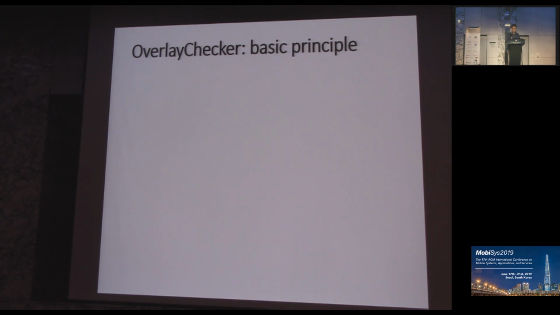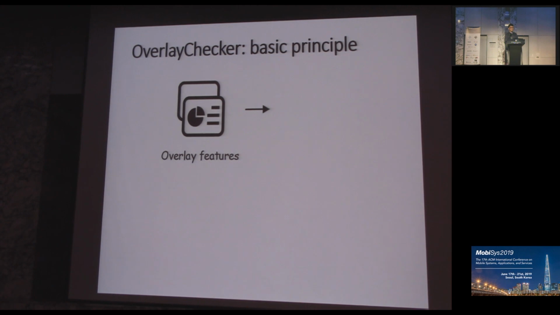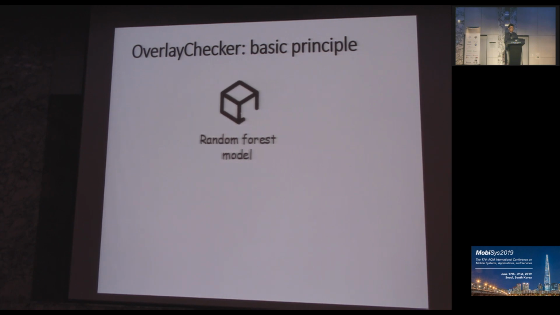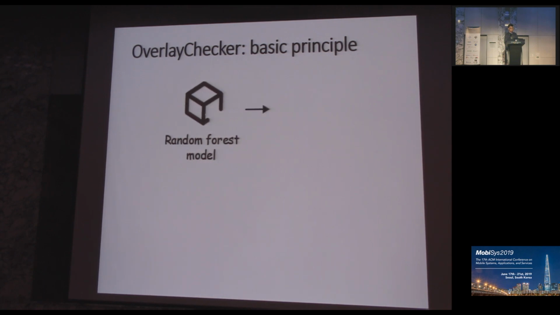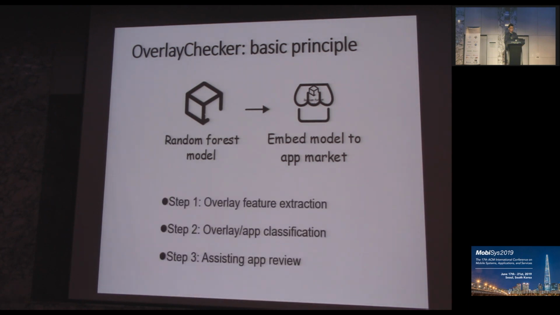Next, I'd like to show how we design and implement the OverlayChecker. First, we use machine learning to train on our overlay features, which we have extracted from the emulation of the application stage. Second, we embed the machine learning model into the market and make it become OverlayChecker. Then OverlayChecker takes an app's APK file as input and outputs the estimated malice of each detected overlay in the app.